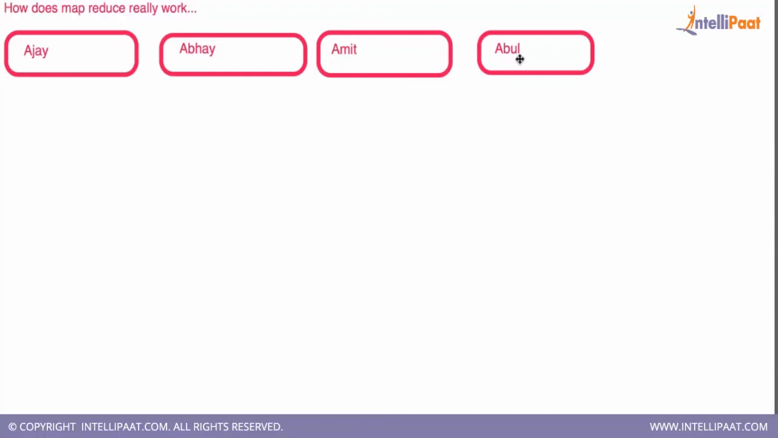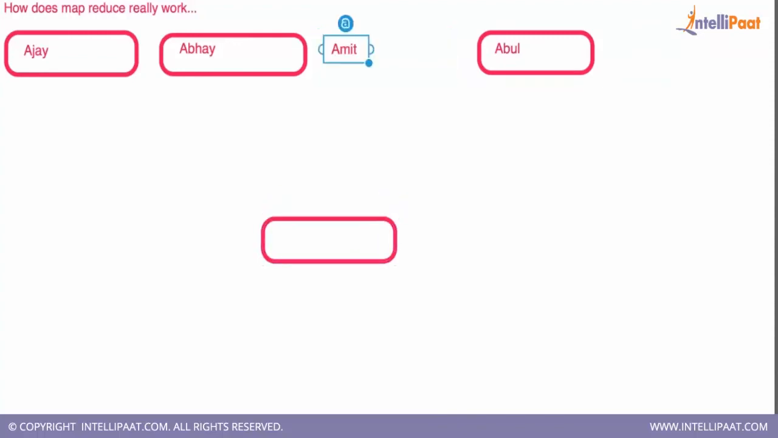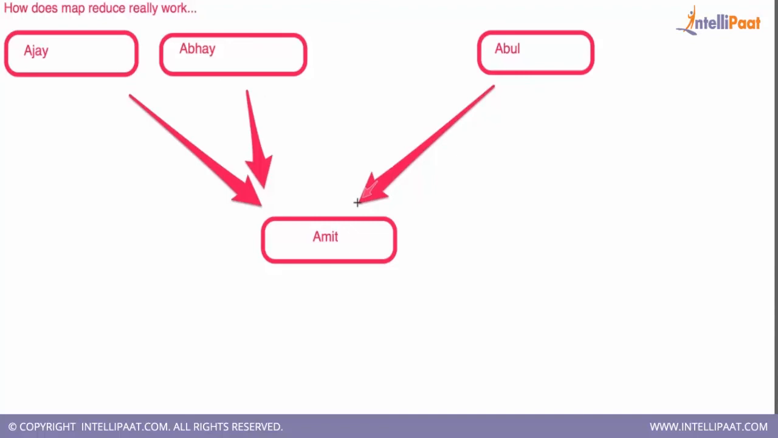So it is this Saturday, early morning, 8 o'clock. Ajay, Abhay, Amit, and Abul, all 4 are in office. From 8 o'clock they start working. 8, 9, 10. At 10 o'clock, everybody is done with his work. And this week, Amit is supposed to stay back. So all of them will hand over work to Amit. Amit will consolidate and give the output.